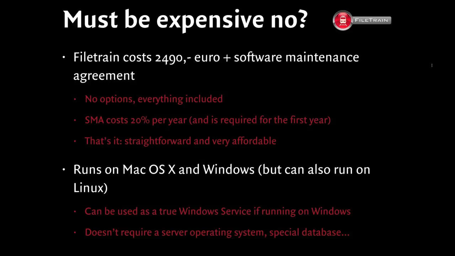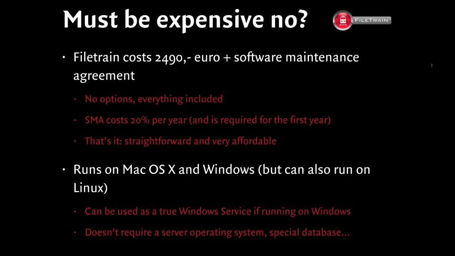That sounds like something that should be very expensive, but it is not actually. FileTrain is 2,500 euros, as you can see, plus a software maintenance agreement. That SMA contract or software maintenance agreement contract is 20% of the product price, and it is required for the first year, optional after that, but we see that most customers actually continue the maintenance agreement simply because upgrades and updates are included in that maintenance agreement. And Laidback has a history of releasing frequent updates that solve problems in many cases, but also in many cases add smaller functionality to the application.